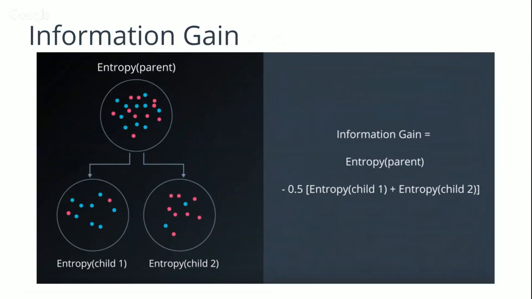And that will give us a scalar value for the information gain. And that information gain tells us how well that decision tree is performing. Does that make sense? Okay.